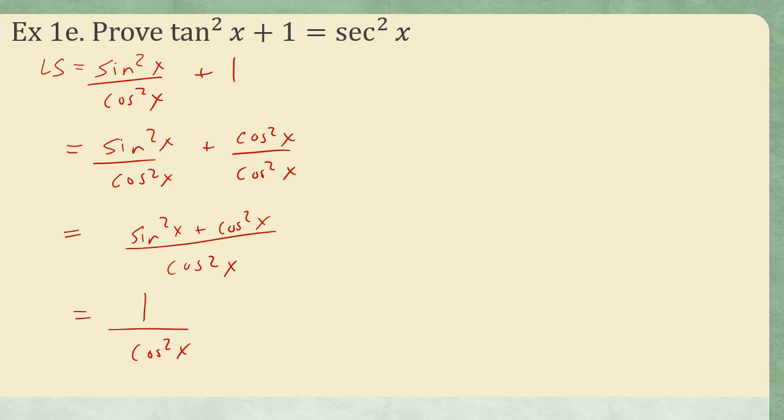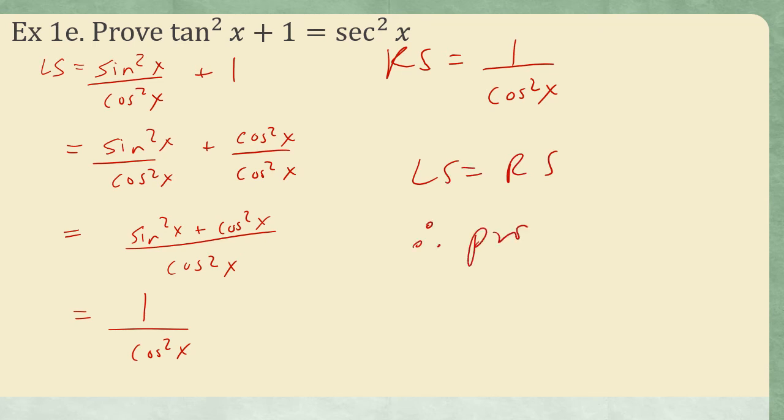You could keep working with the left side. Maybe let's show some love to the right side. It's really only one more step. Secant is 1 over cos. So secant² is 1 over cos². Left side equals right side. Therefore, proven, with a big happy smiley face. Done.